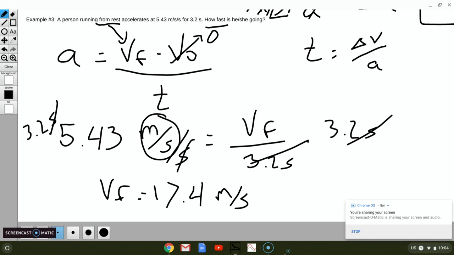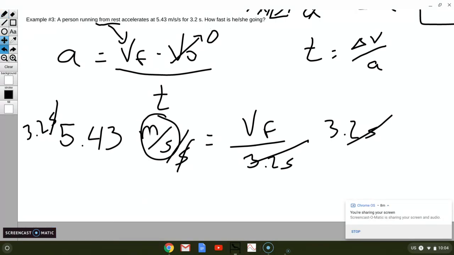Now that's one way to do it. There's another way to do it. And the other way to do it would be to do it this way. And so I'm just going to erase all what I did right there.